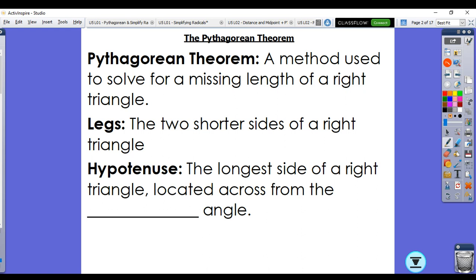So our focus today is going to be the Pythagorean theorem. And you may already know the Pythagorean theorem, so that's really good. I learned it back in middle school, and we want to make sure that you continue to use it correctly. So we're just going to do a quick overview of it.